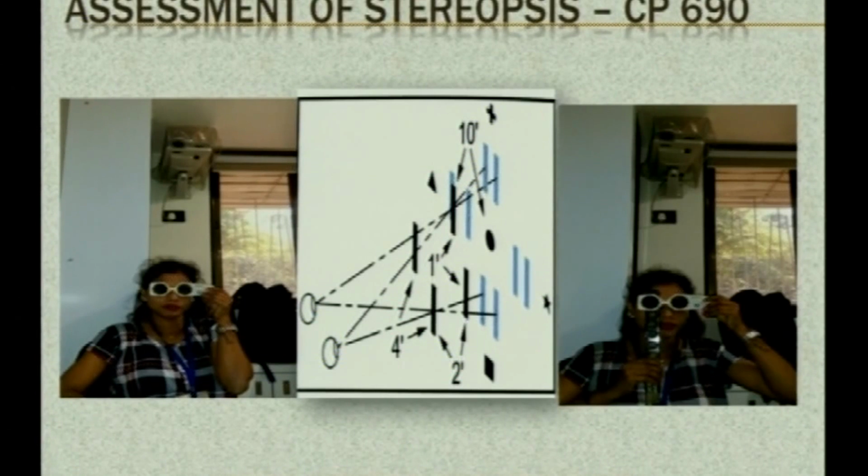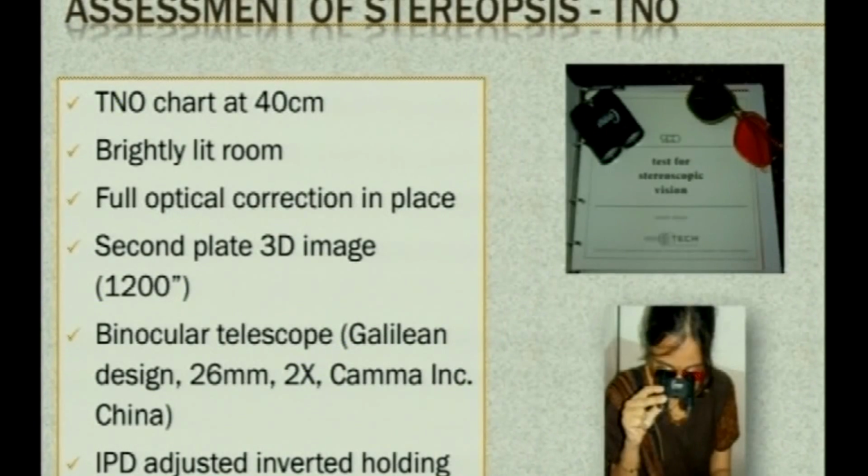The CP690 will project this kind of contour lines at a distance of 3 meters, and then you record the presence or absence of stereopsis and grade the stereopsis as 1 arc second, 2 arc seconds, or 4 arc seconds. And once the patient says there is stereopsis, you introduce plus lenses in steps of 0.5 diopter and induce anisomyopia until the patient says either degradation of stereopsis or loss of stereopsis. And the same thing is done with the TNO chart. The only thing is we would introduce a binocular in an inverted fashion.